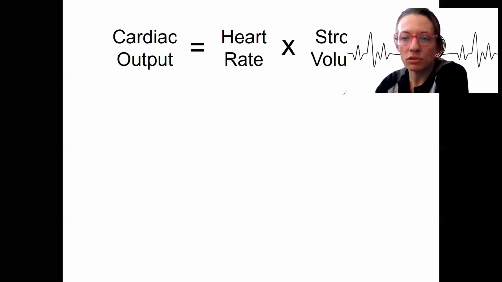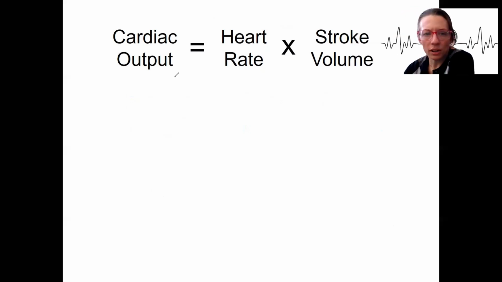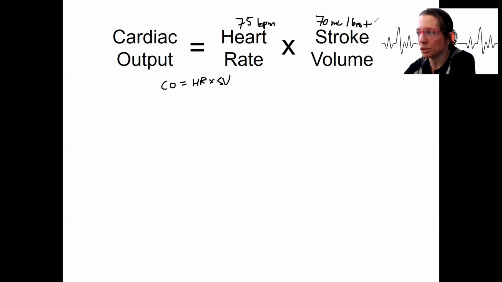So remember, this is our formula. Cardiac output equals heart rate times stroke volume. What are some normal values for these two things? Heart rate, let's go with 75 beats per minute. So that would be at rest in a normal individual. Stroke volume, remember we calculated it in the earlier video. Here we're going to go with 70 milliliters per beat. That's a little bit lower than what we saw in that one example.